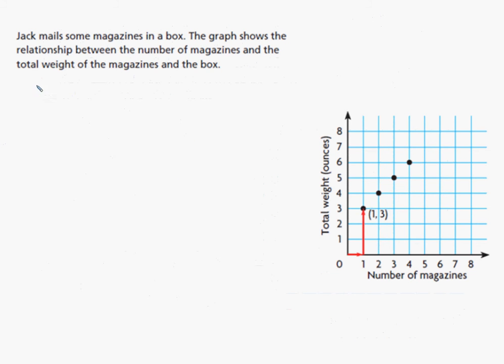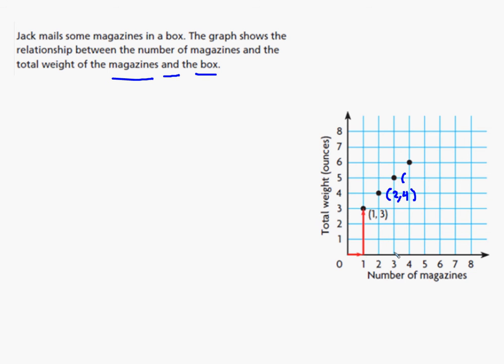Here's another example. Jack mails some magazines in a box. The graph shows the relationship between the number of magazines and the total weight of the magazines and the box. So if he puts 1 magazine in the box, the whole thing weighs 3 ounces. So my first ordered pair is 1, 3. If he has 2 magazines, the whole thing weighs 4 ounces. So my next ordered pair is 2, 4.